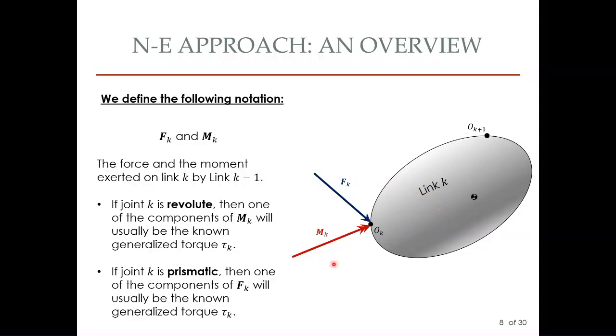Remember, Fk, Mk are applied on link K by link K-1. This is not the sum of forces or sum of moments on this link. And obviously, if you look at link K-1, then minus Fk and minus Mk should be applied on it, right? On link K-1 as the reactions of these force and moment, right?